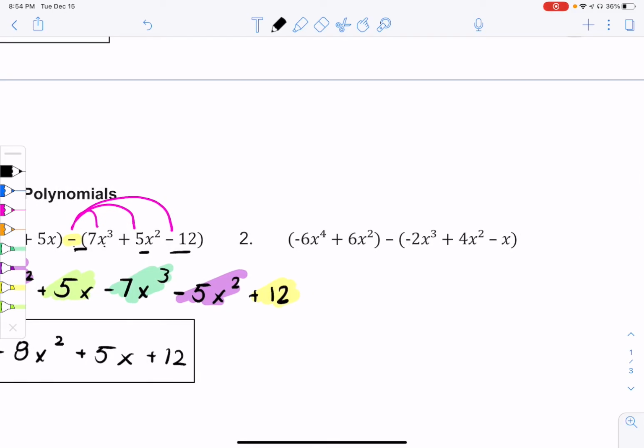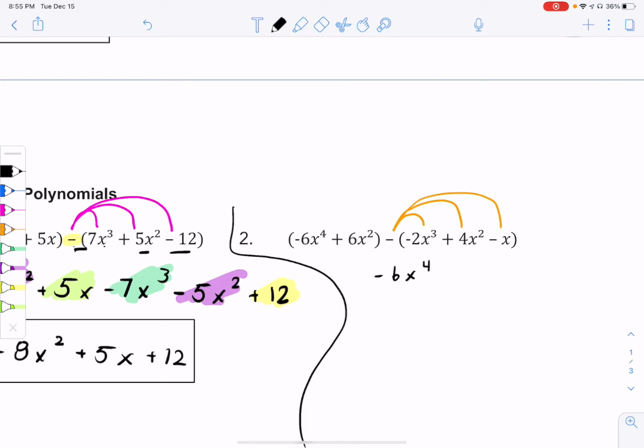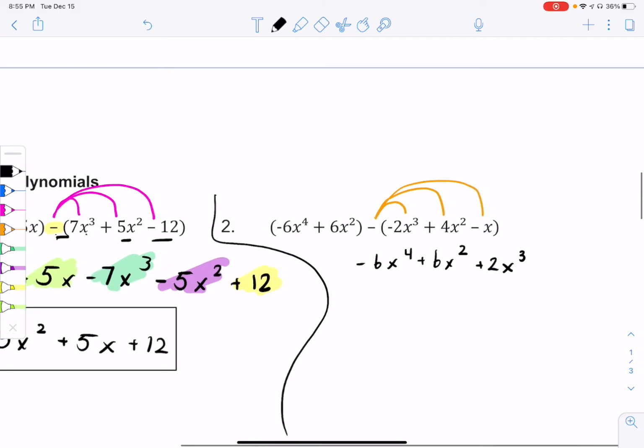Number 2 is the same type of problem. We have negative 6x to the fourth plus 6x squared minus the entire second set of parentheses, which is negative 2x cubed, positive 4x squared, negative x. I can rewrite this as negative 6x to the fourth plus 6x squared. We're subtracting negative 2x cubed, which is the same thing as adding 2x cubed. We're subtracting 4x squared, and we're subtracting negative x, which is adding x.